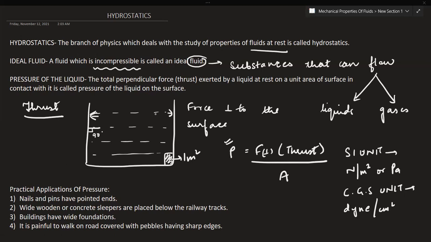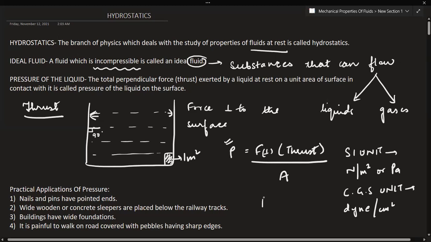And these are the applications of pressure, as in pressure is inversely proportional to area. You can see it from this formula. So these are the applications, like nails and pins have pointed ends. So area is very less, this increases the pressure. Similarly, wide wooden or concrete sleepers are placed below the railway tracks. If the area increases, the pressure would decrease. Buildings have wide foundations because the area increases, so the pressure decreases. And it is painful to walk on a road covered with pebbles having sharp edges because the area is very less, so pressure increases. Fine, just note this.